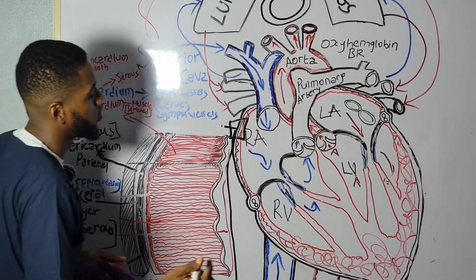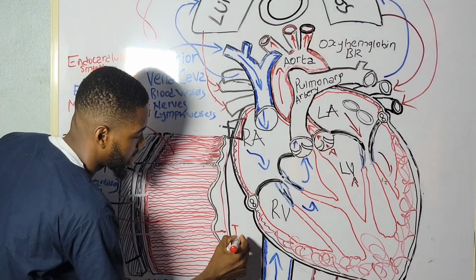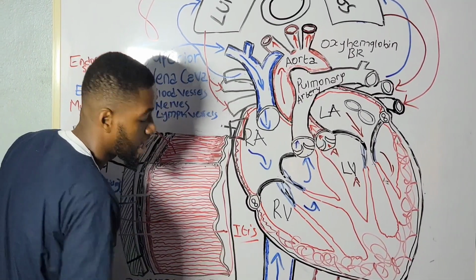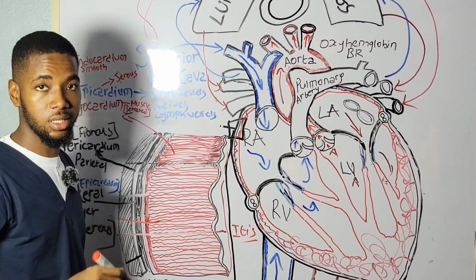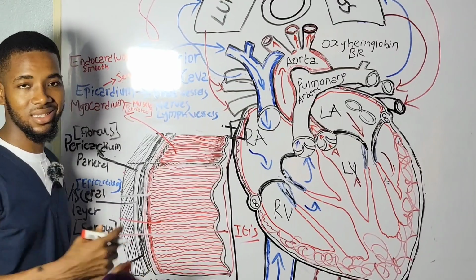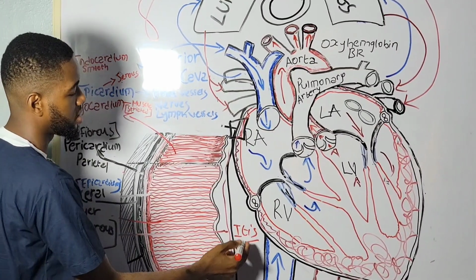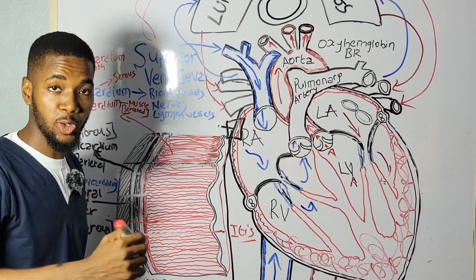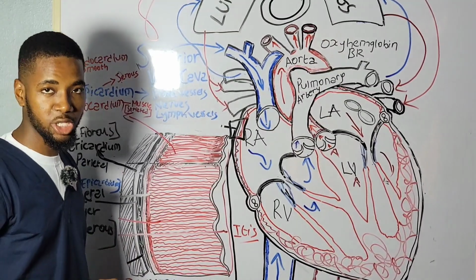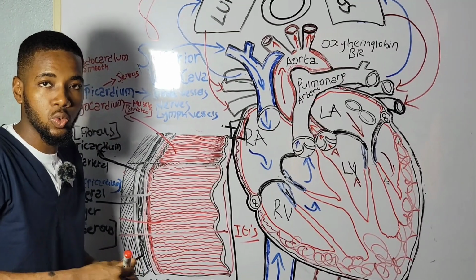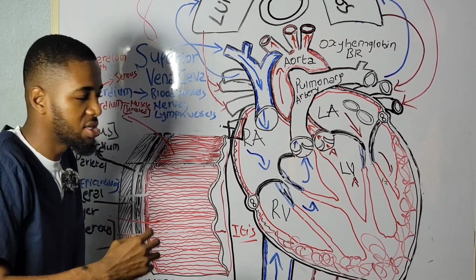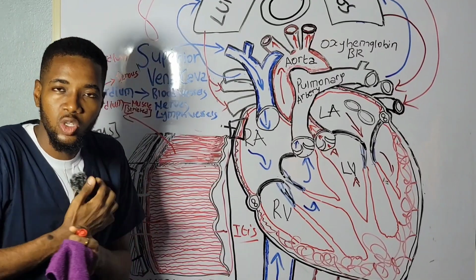Now, exam notes. Whenever you come across anything like "itis" after a word, this means inflammation. So pericarditis is inflammation of the pericardium. It swells, it becomes tender, and as a result of that, when your heart is beating, you'll be feeling sharp pain.